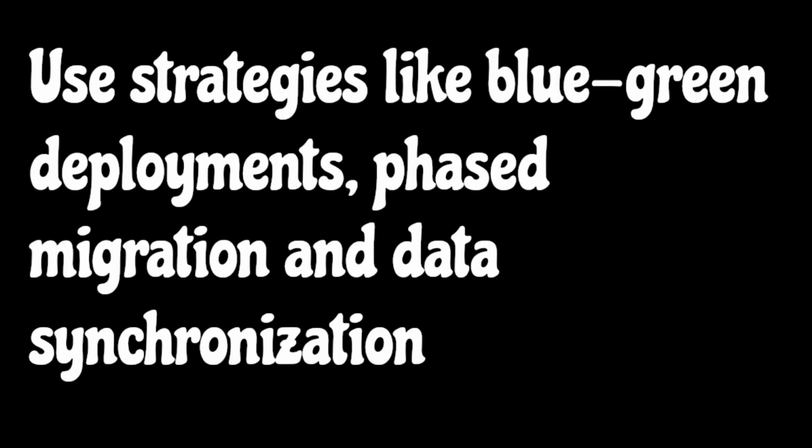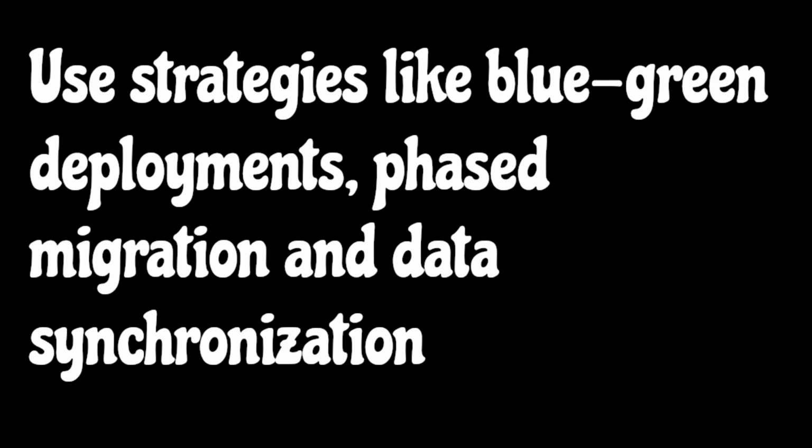Use strategies like blue-green deployments, phased migration, and data synchronization. There's a specific kind of deployment called blue-green deployment. We'll understand it later in detail, but this is like two production environments. One is marked as blue and the other is green. So when one environment is up, the other is down. When there is production work for a particular environment, the other environment is running. So we need not wait for the production environment to be up.